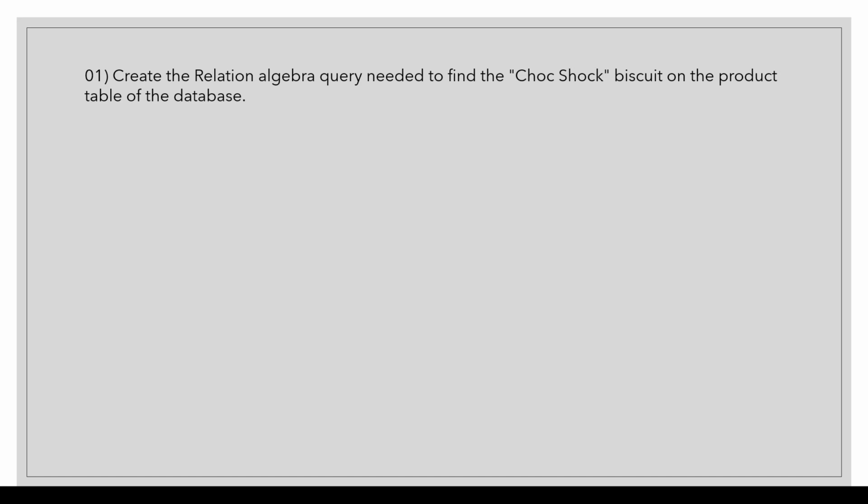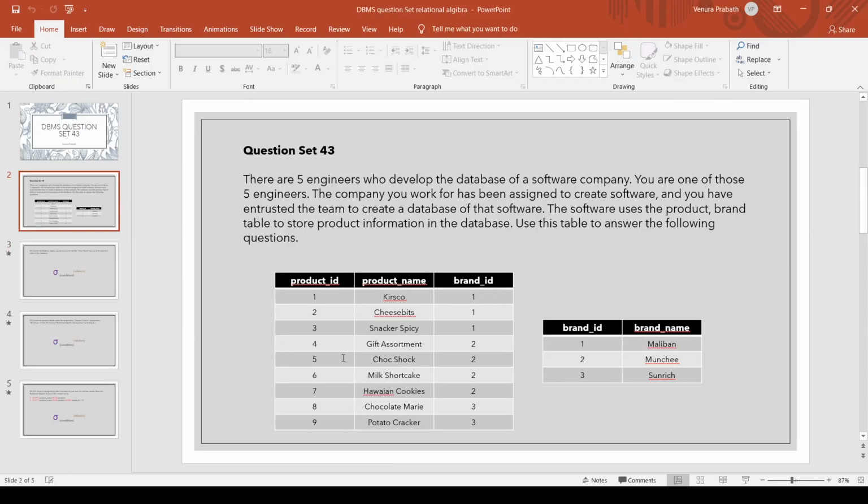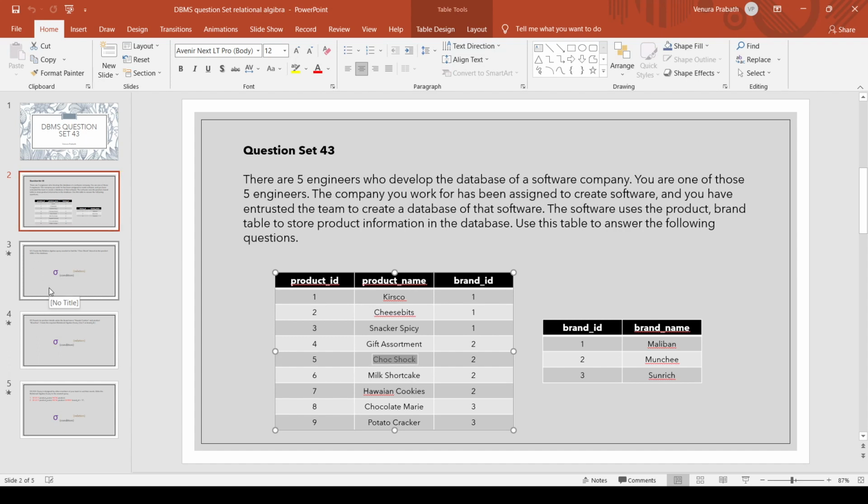Shock is a name of a biscuit. In the product table, you can see the product name is shock, and the product ID is number 5. But they only gave us the product name, so we have to use that product name to find this record in the product table. Actually, in this question, it's not necessary to include the brand ID because they don't mention the brand. So we can use this product name to find our details.